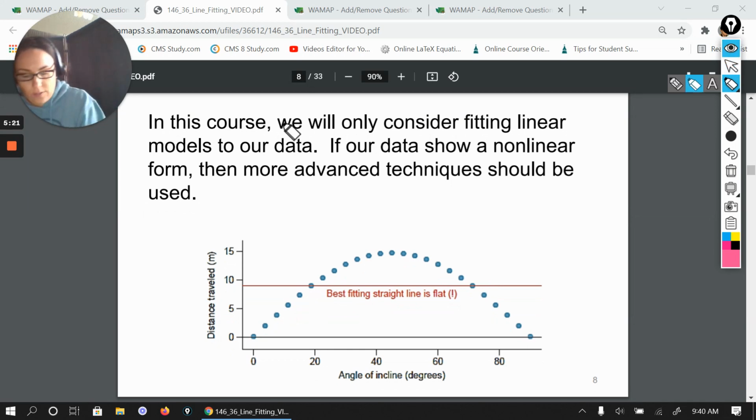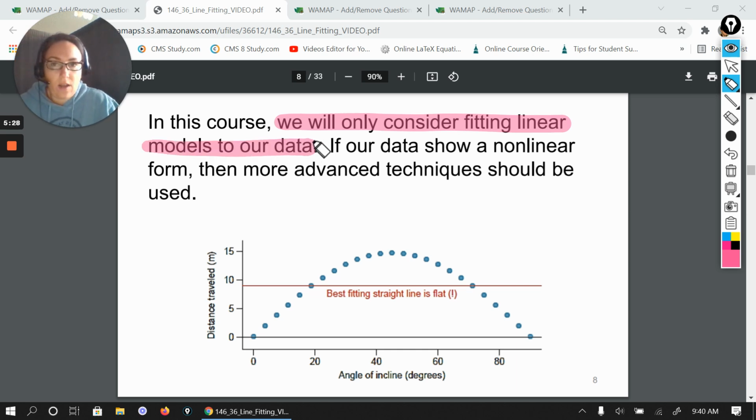In this course, we will only consider fitting linear models to our data. If our data shows a nonlinear form, then more advanced techniques should be used.